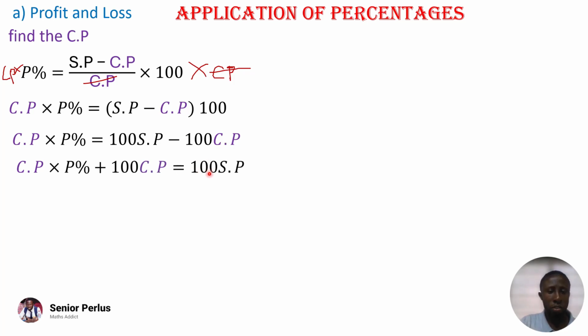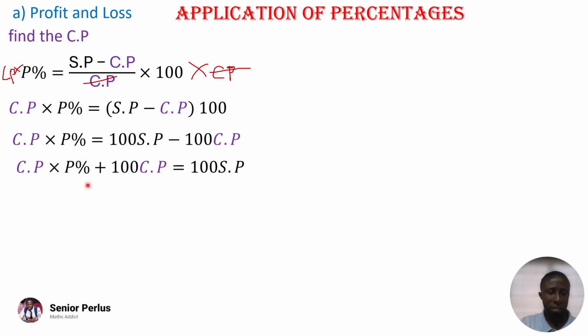So you left with what? 100 SP. So we just move this 100 CP across the equal sign, then we change to a positive. That's what the teacher will say. It's like you add 100 CP on both sides. Then this will go. Okay, good.